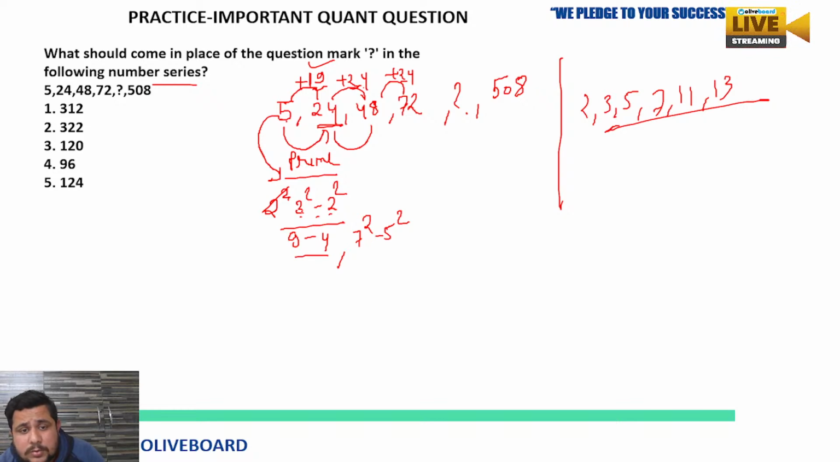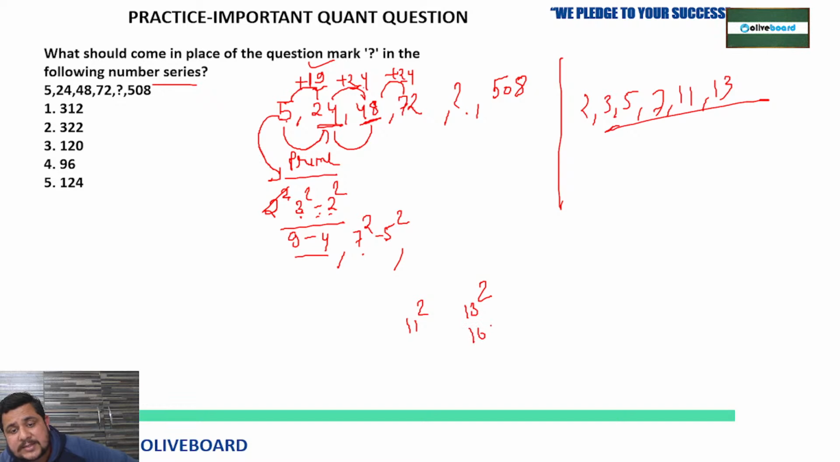Okay, so 2, 3, then 5, 7. Consecutive prime numbers we are taking. Now 48. So the next two prime numbers after 5 and 7 are 11 and 13. See the difference between their squares: 169 and 121. Yes, the difference is 48. That is the difference, or not? Yes, 48 is the difference that we are getting here.